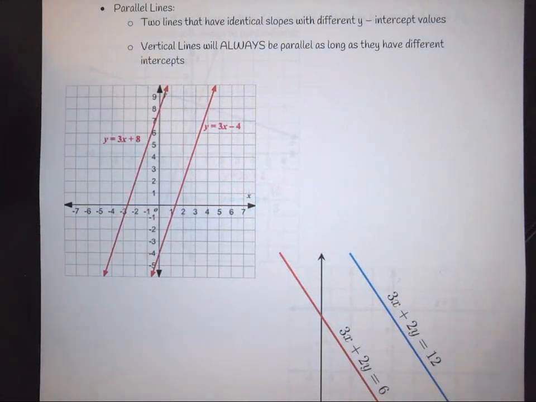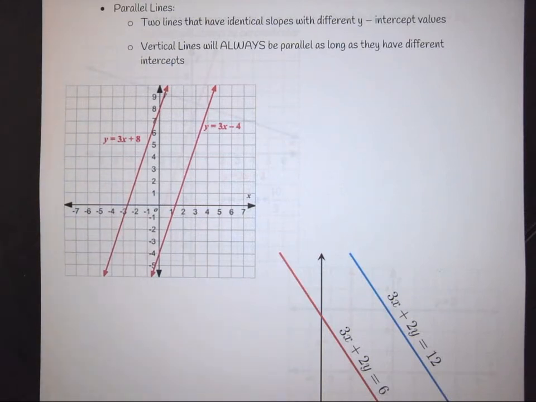Alright, welcome back to another fun segment with math. In this video we are going to look specifically at two special cases of lines. They are parallel lines and perpendicular lines. So first, let's start with parallel.